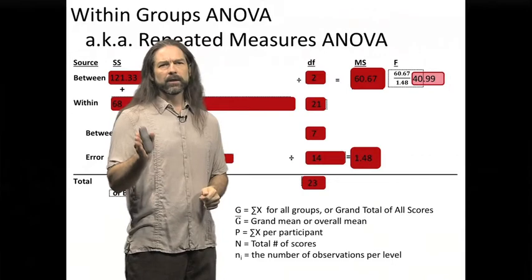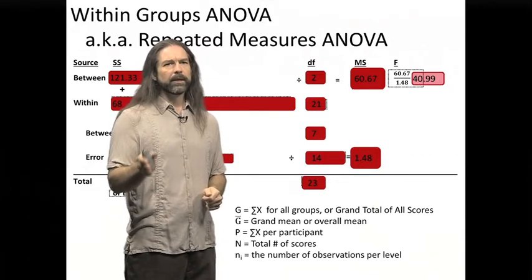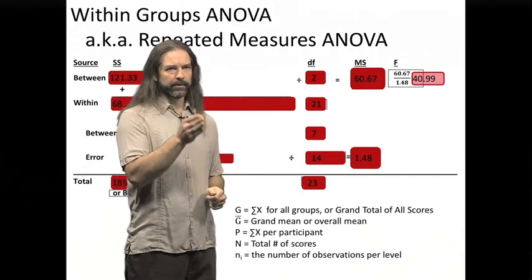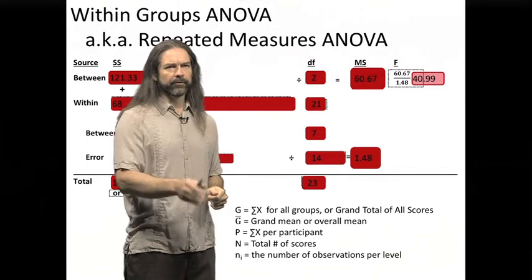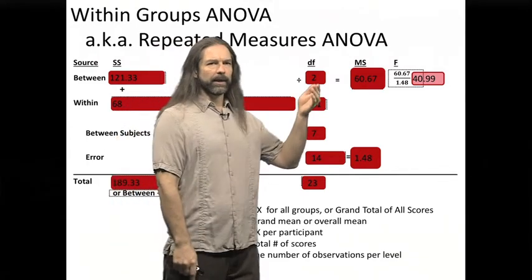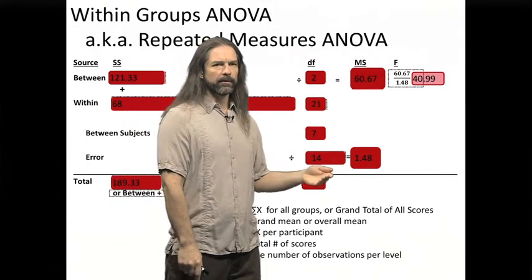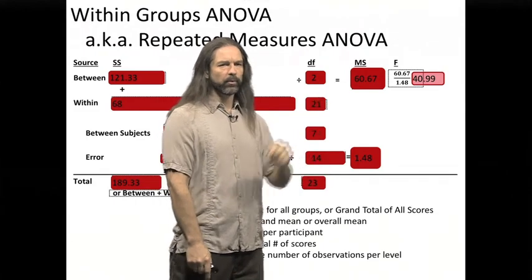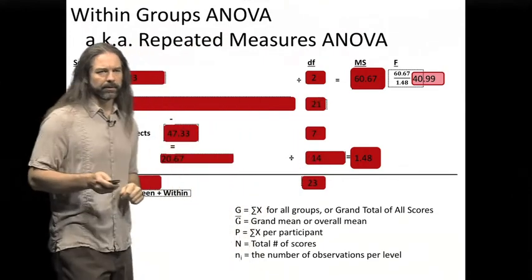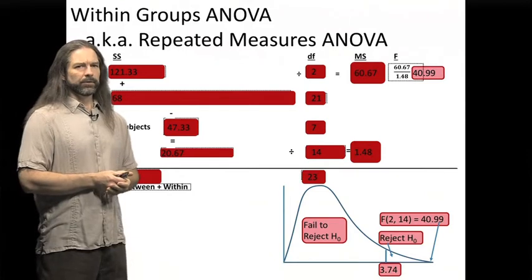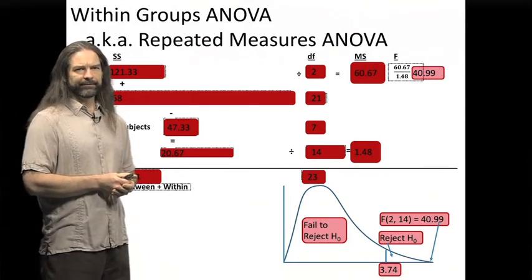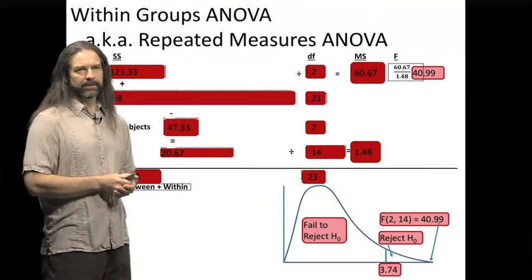Remember, F comes with the associated degrees of freedom. It's F for the degrees of freedom for the numerator and for the degrees of freedom for the denominator. So my F here is going to be F(2, 14) = 40.99, as you see on the screen. You'll need to look up the critical F value for that in your F table.